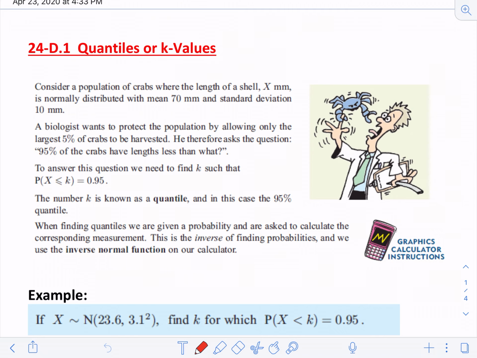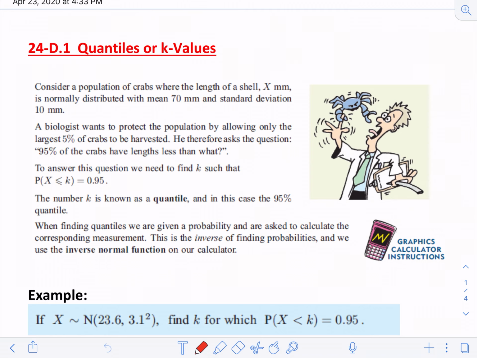So we've been looking at finding how far away a particular value is from the mean, right? How many standard deviations away, given an x value, how far away that is from the mean to the left or to the right, or how much is below or above that particular value. What about the reverse? Let's look at an example here.